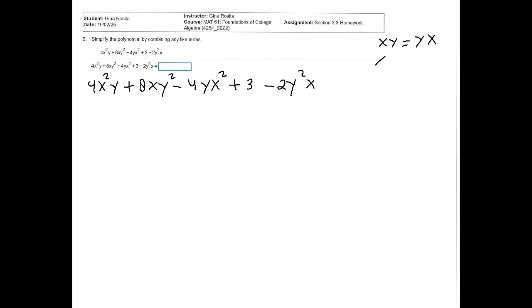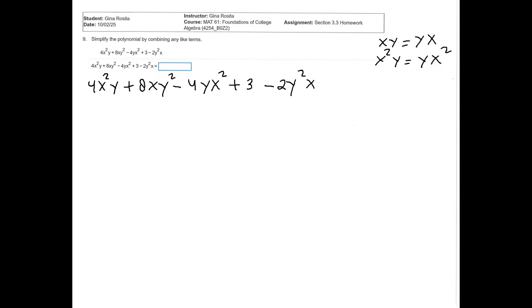So now number 9, you have to simplify the following and simplify the polynomial by combining any like term. Okay, let's write down again the problem. 4x squared y plus 8xy squared minus 4yx squared plus 3 minus 2y squared x. Okay, remember xy equal yx. So it means x squared y, this is the same with yx squared.